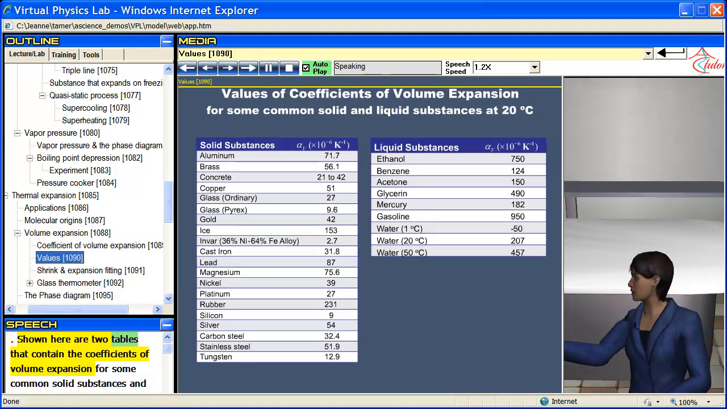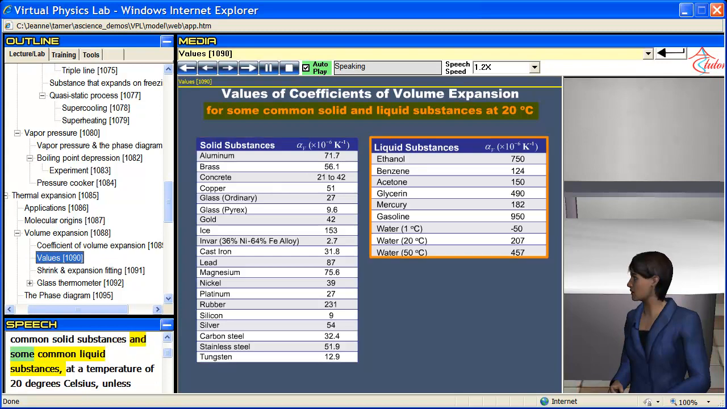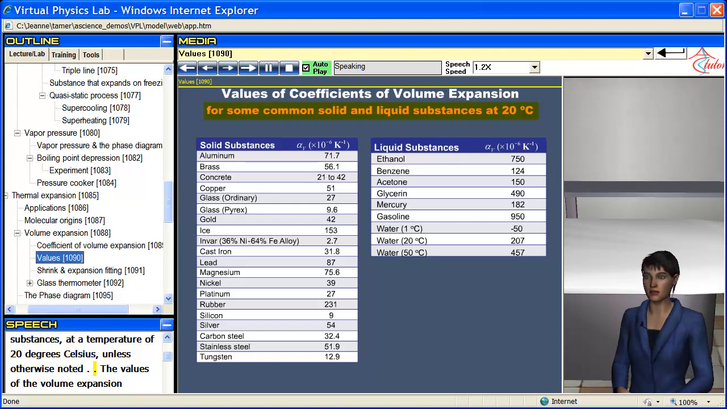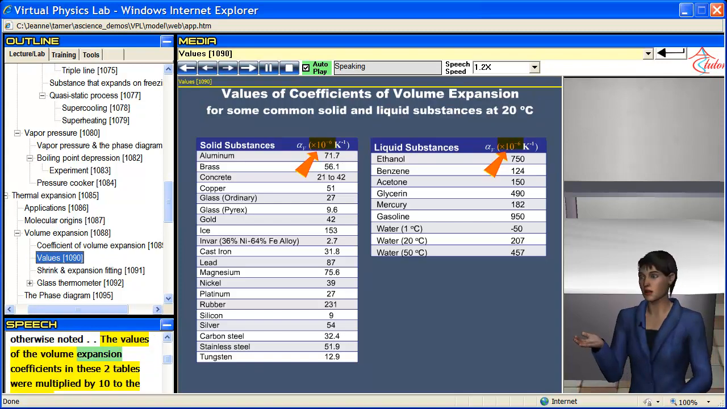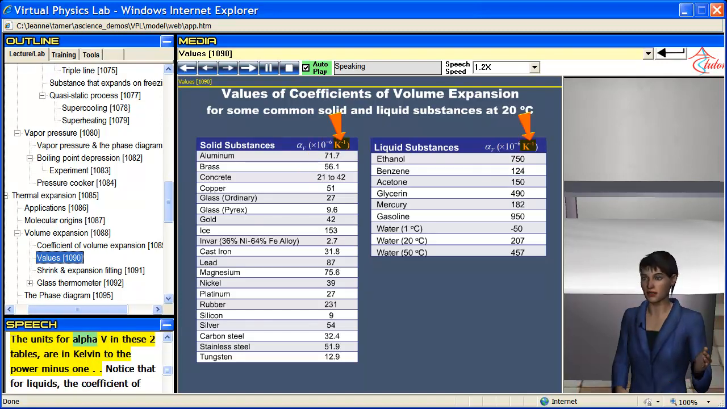Shown here are two tables that contain the coefficients of volume expansion for some common solid substances and some common liquid substances at a temperature of 20 degrees Celsius, unless otherwise noted. The values of the volume expansion coefficients in these two tables were multiplied by 10 to the power 6, to avoid having numbers with decimal points and too many leading zeros. The units for alpha V in these two tables are in Kelvin to the power -1.